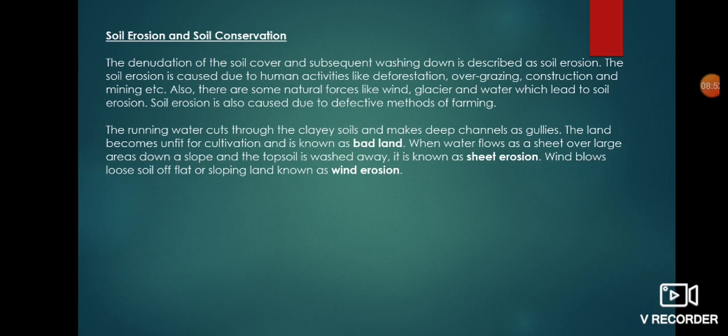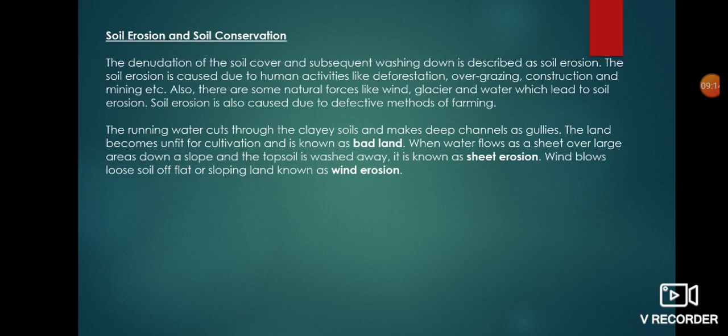The other form of soil erosion is sheet erosion. Sometimes the water flows as a sheet over large areas down a slope. In such cases, the top soil is washed away. This is known as sheet erosion. And many times, soil erosion occurs due to the blow of the wind also.